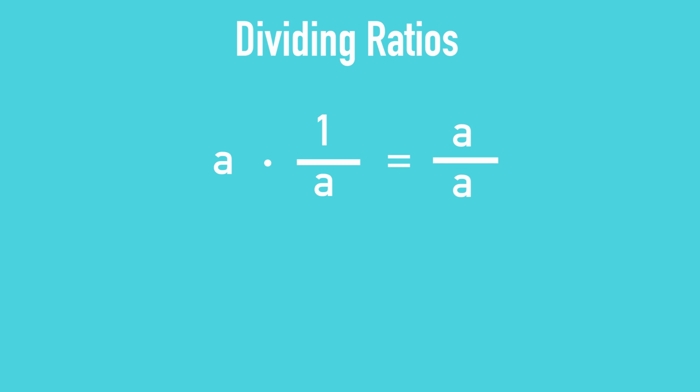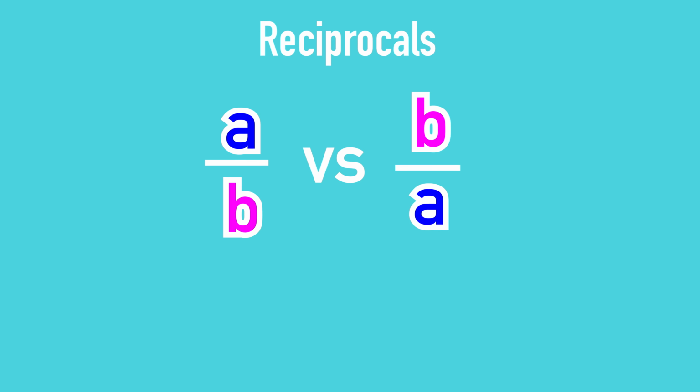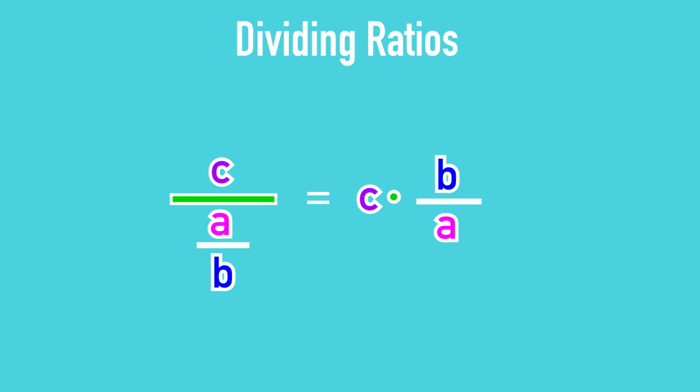Now we will look at division. Remember, when we talked about multiplicative inverses, we said that a times 1 over a equals a divided by a. Well, a and 1 over a are what we call reciprocals. A reciprocal is what we get when we swap the numerator and denominator in a fraction. The multiplicative inverse rule shows us that dividing by a number is equivalent to multiplying by its reciprocal.